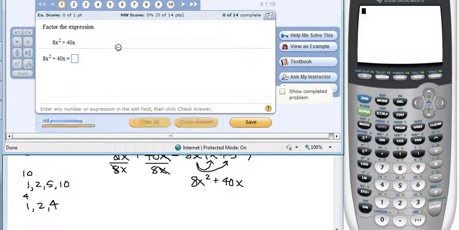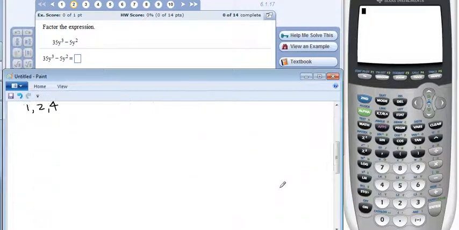Let's try another one. All right, so we have 35y cubed minus 5y squared. Okay, take a look at the numbers. 35 and 5. What's the biggest number that divides into each one of those evenly? 5. Now look at your bases on your variables. We've got y terms. The lowest power is a 2, so that's what I'm going to take out.